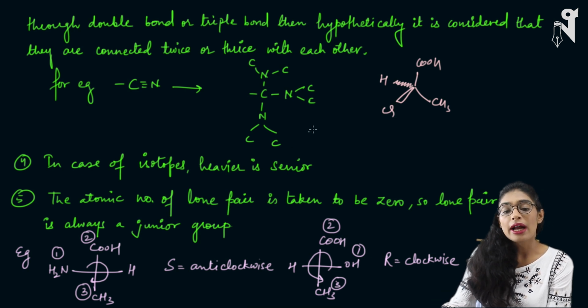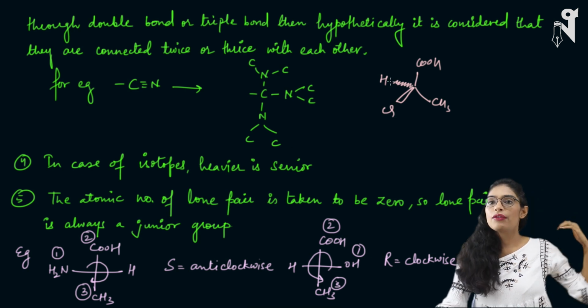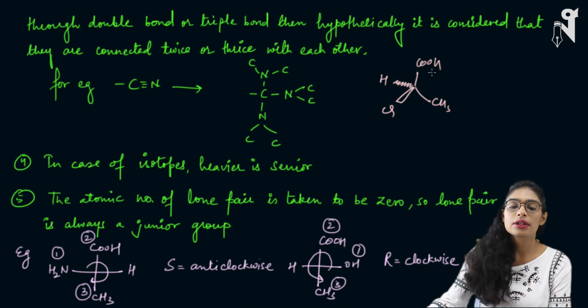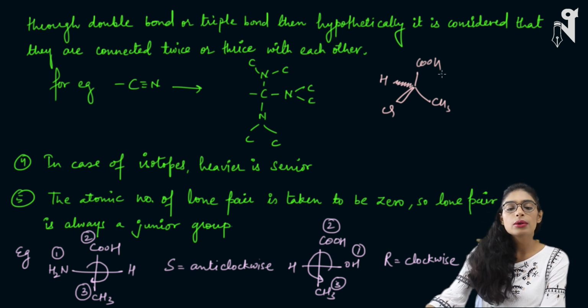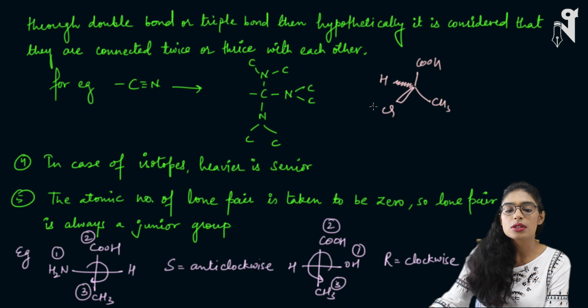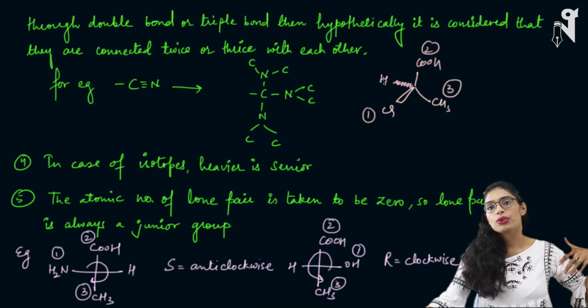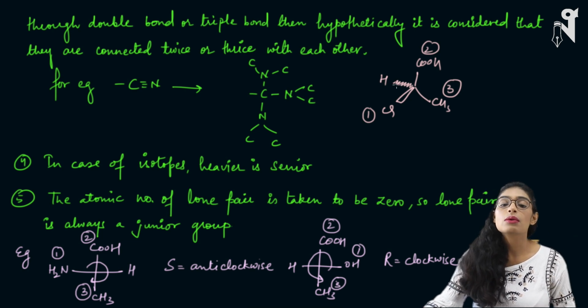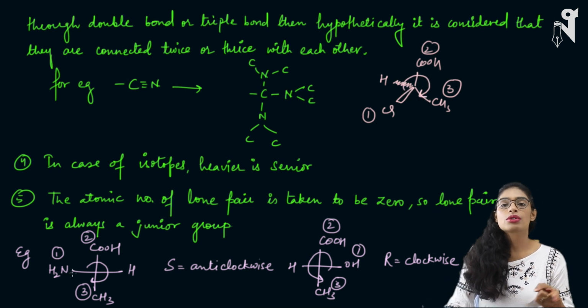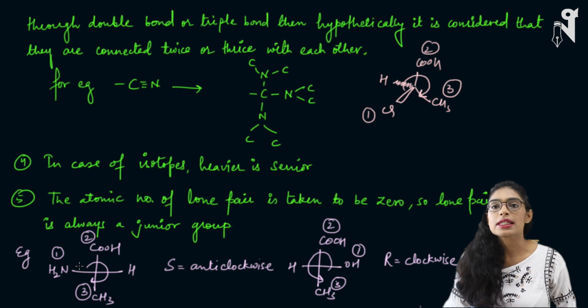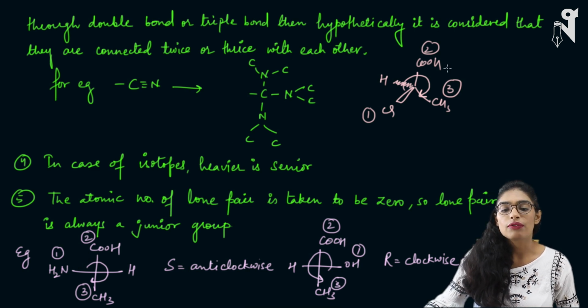Now what we will do, hydrogen is already at the back, away from the viewer, right? And these three things will be visible to the viewer. So here we will start marking the numbers. This is 1, this is 2, and this is 3. This fourth one is already behind, so the viewer cannot view it. Now we will mark the configuration. The rotation is happening from 1 to 2 to 3. What kind of rotation is it? It is clockwise. So the configuration is R.